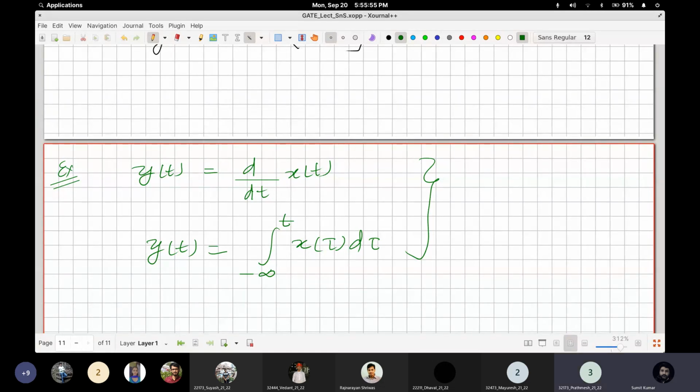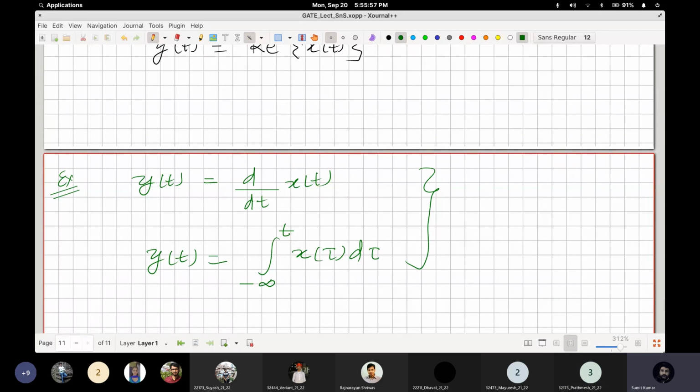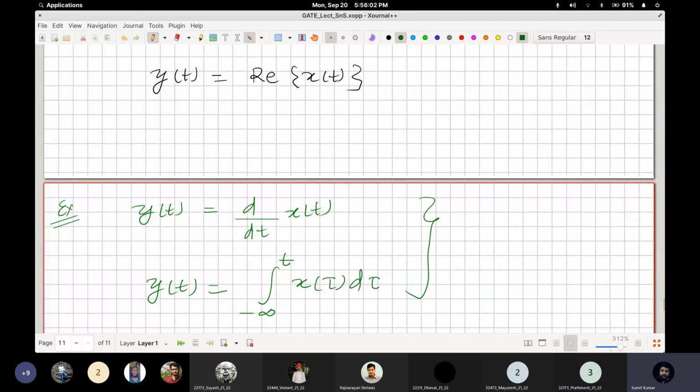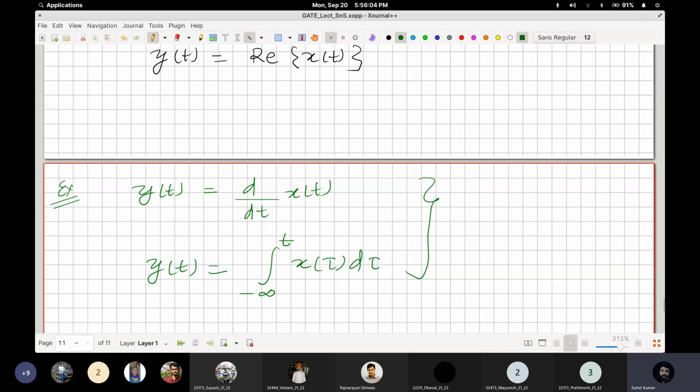Sir, number 5, the derivative d upon dt of xt, and integration. Integration and differentiation both are linear operations. Yes, you can remember them. Differentiation and integration are going to be linear operations. Just think of it like this: differentiation is a difference, you are subtracting, and integration means you are adding. So taking the difference and adding.